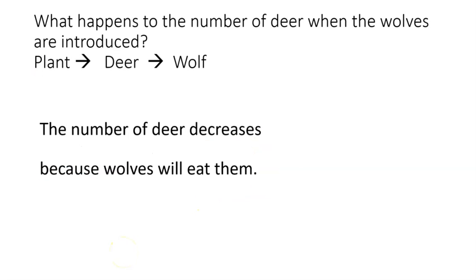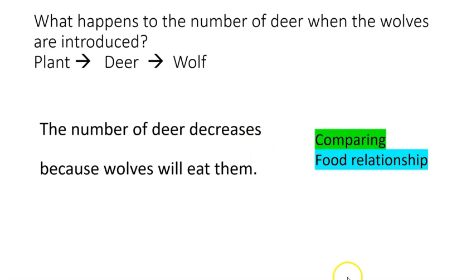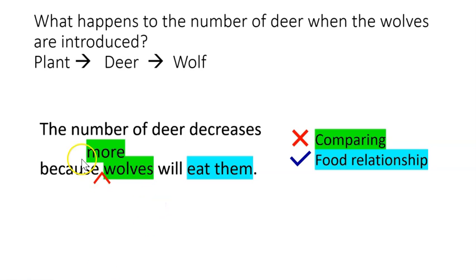Now, let's take a look at this answer. Can you spot the mistake? We will use these two criteria to check the answer. Wolf will eat them. There is no comparing. There's a missing comparison word here. Wolf will eat them. This is the food relationship. So, in order to make this answer complete, I just need to add the word more. Like this. With this magic word more, this answer is now complete.